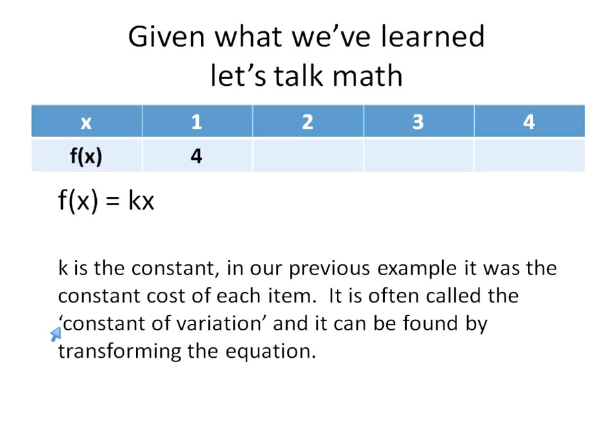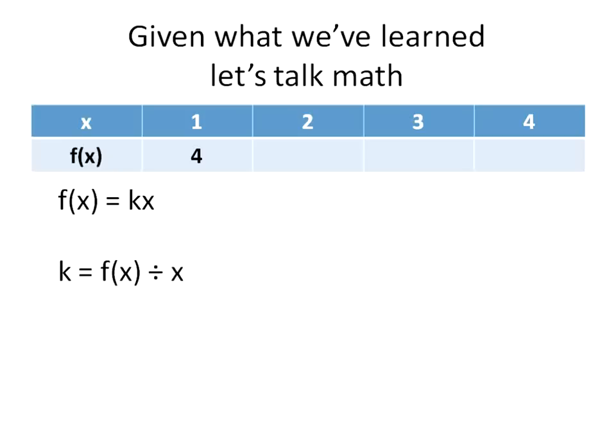There is a way to calculate the constant of variation, and that's to rearrange or transform this equation to solve for our value of k. k is equal to the function at x divided by x. In other words, you would divide both sides of this equation by x, and that's what you would get. So in our case, we can plug in the values. Our function at x is 4. Our x value is 1, and 4 divided by 1 is 4. We already knew that. We could have said 1 times 4 is 4. We could have figured it out using the original equation. But here is the transformed equation solving for our constant, k.